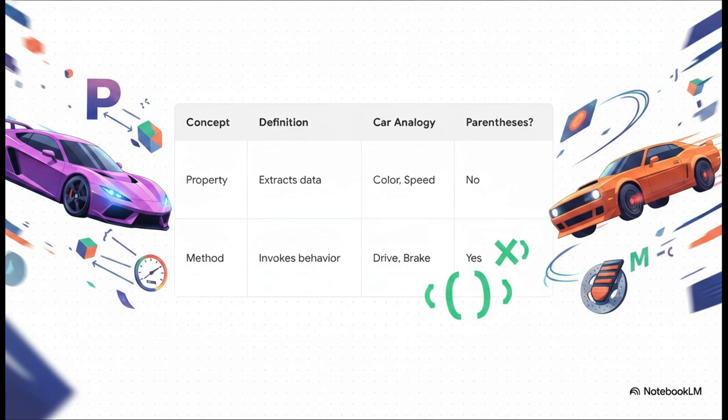No way. Second row, a method. Its definition is that it invokes a behavior or a function attached to the object. Back to our car, this is driving or braking. Does it require parentheses in the syntax? Yes, absolutely. If you can just recreate this simple matrix in your head, I promise you will absolutely crush the objects section of your exam.